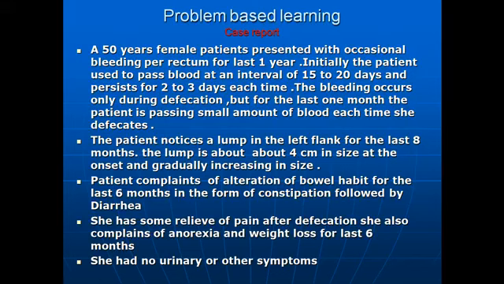Initially, the patient used to pass blood at an interval of 15 to 20 days and it would persist for 2 to 3 days each time. The bleeding occurs only during defecation, but for the last 1 month, the patient is passing a small amount of blood each time she defecates. The patient presents a lump in the left flank for the last 8 months. The lump was about 4 centimeters in size at the onset and it is gradually increasing in size.